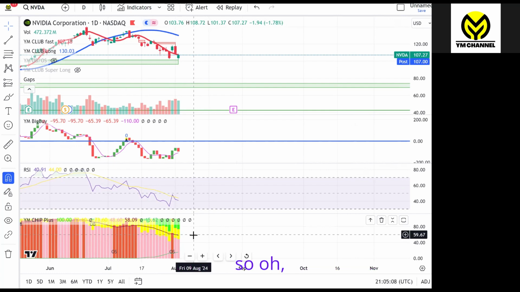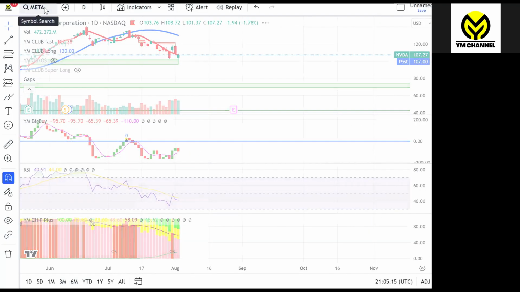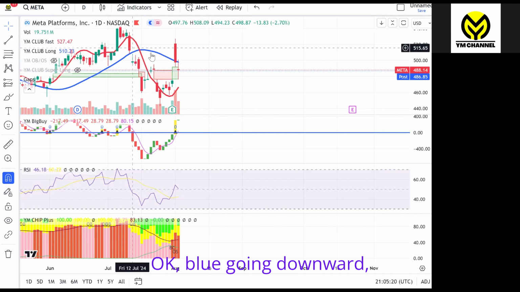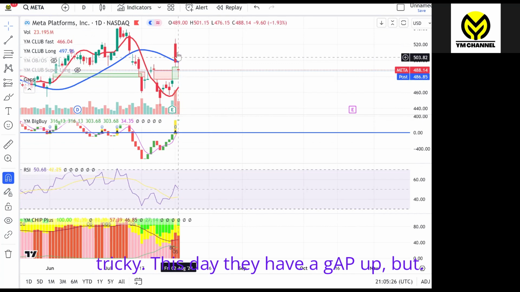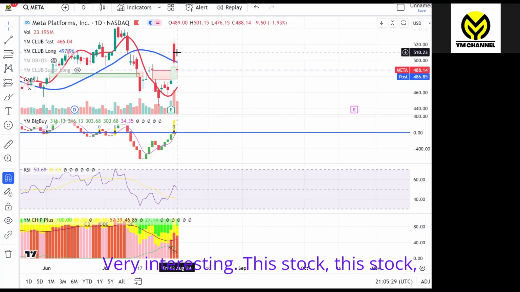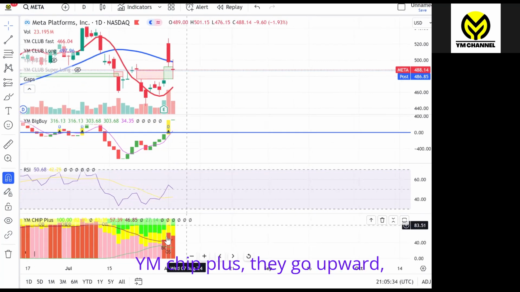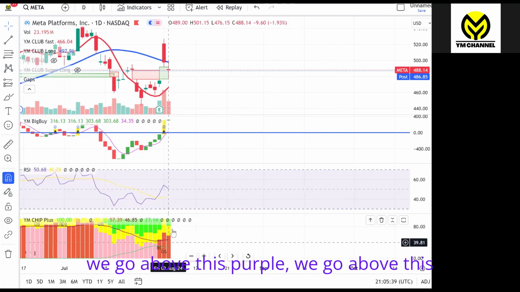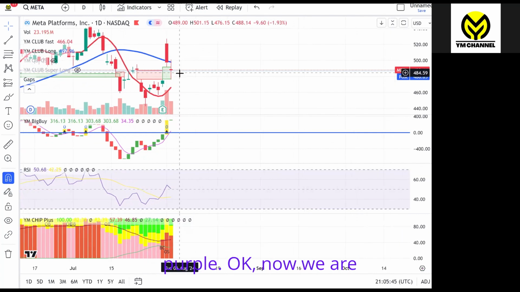Okay, so Meta. Blue going downward, although this day is tricky. This day they have a gap up. But very interesting, this stock. Look at the YM chippers. They go upward. Number one, we go above this purple. Okay, now we are in between.